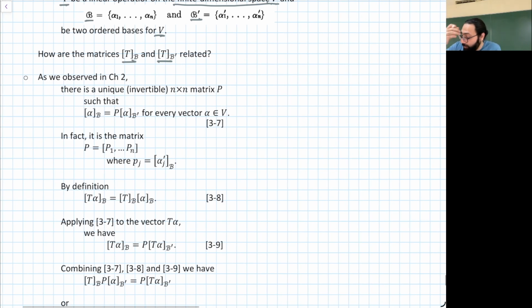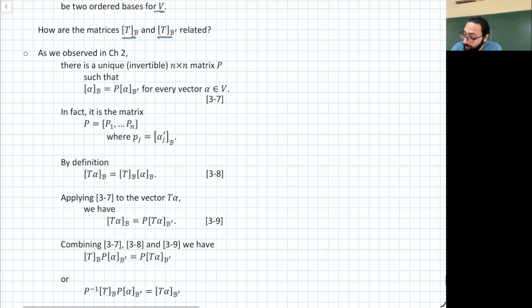Okay, so we saw this in chapter 2 that there is a unique invertible n cross n matrix P such that a vector alpha in the basis B is going to be some invertible matrix P times that same vector in the basis B prime.